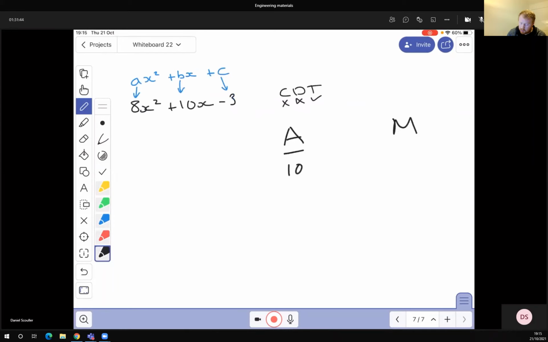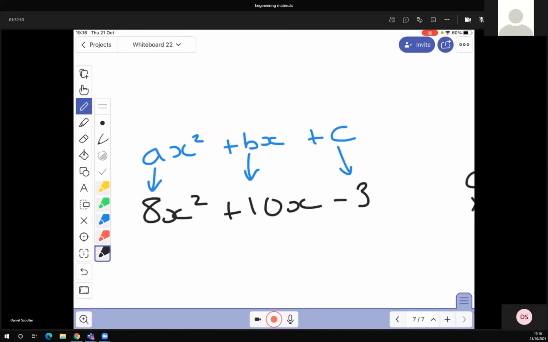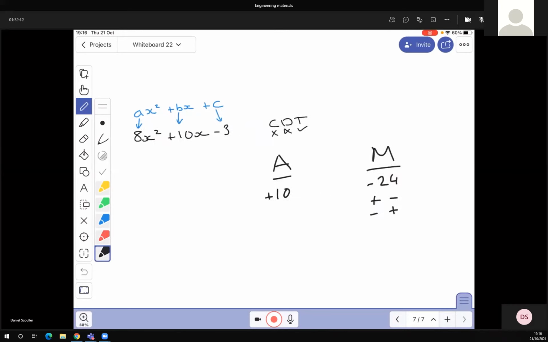A plus 10, put the B plus there if you want. Then the M value is going to be minus 3 multiplied by 8, so the M value is going to be minus 24. What does the A stand for again? Sorry, the A and the M: add, and then multiply.